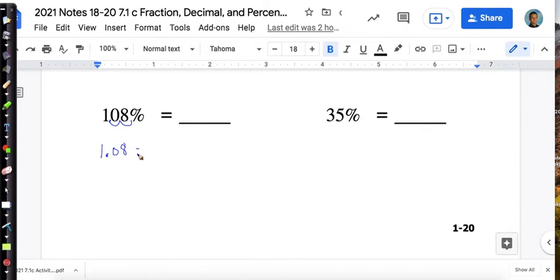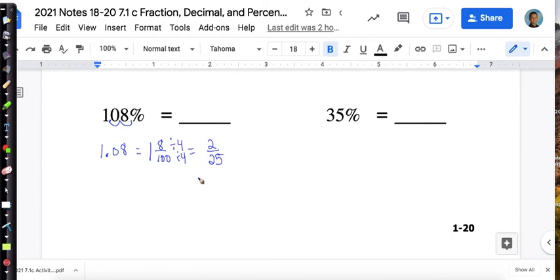So now I'm going to write 1 and 8 hundredths. But I know that 8 and 100 are both even numbers. So I could try 2. But I know that 4 goes into 8. And so now I need to see if 4 goes into 100, and it does. So I'm going to divide top and bottom by 4. 8 divided by 4 is 2. And 100 divided by 4, think of quarters, 25.